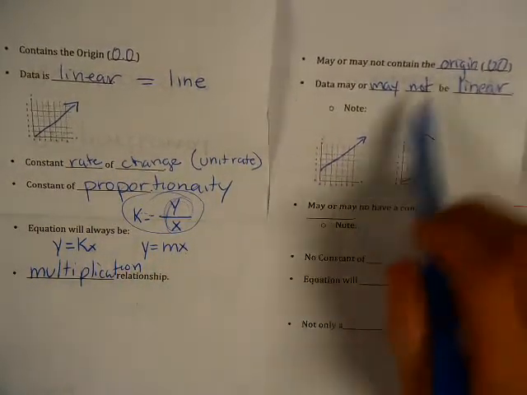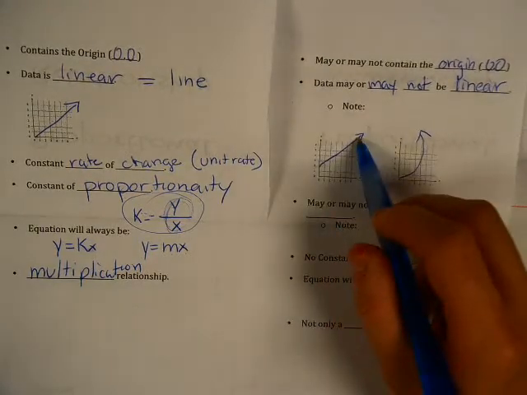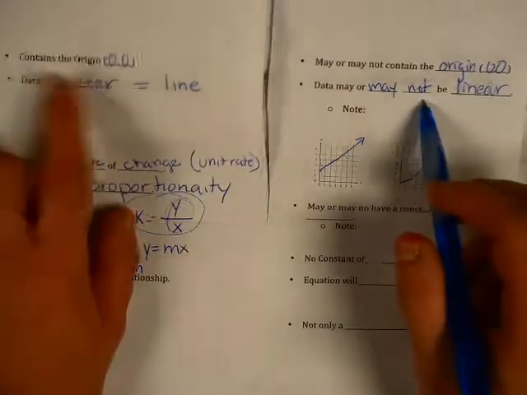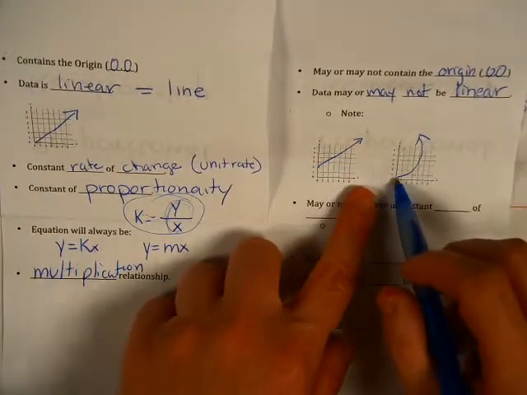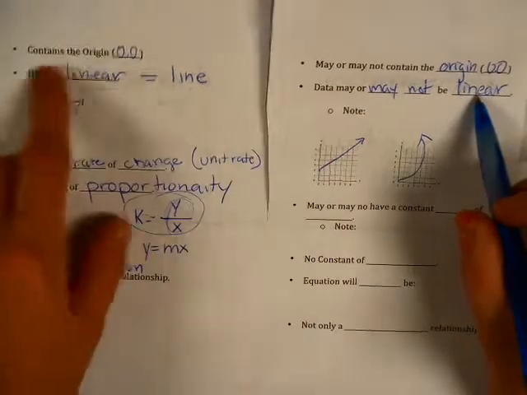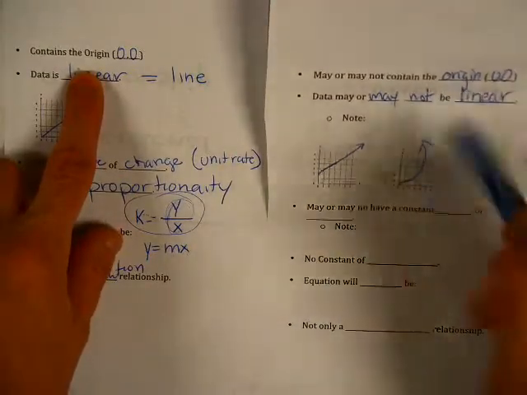So this whole thing may or may not, sometimes it can be a straight line, like proportional relationships, but it didn't start at origin. Or in this one, it starts at origin, but wait, it's not linear. It has to be both for it to work.